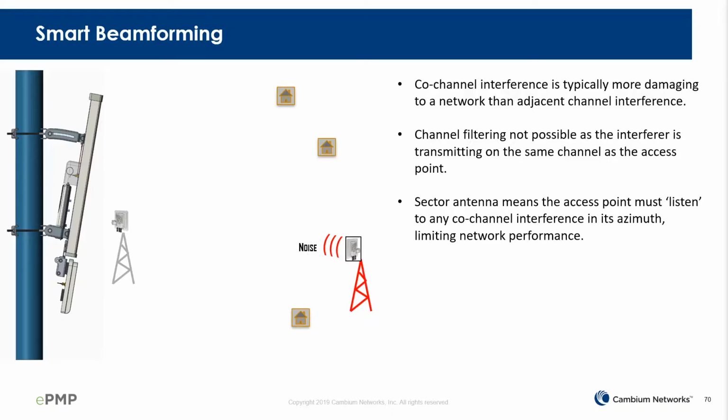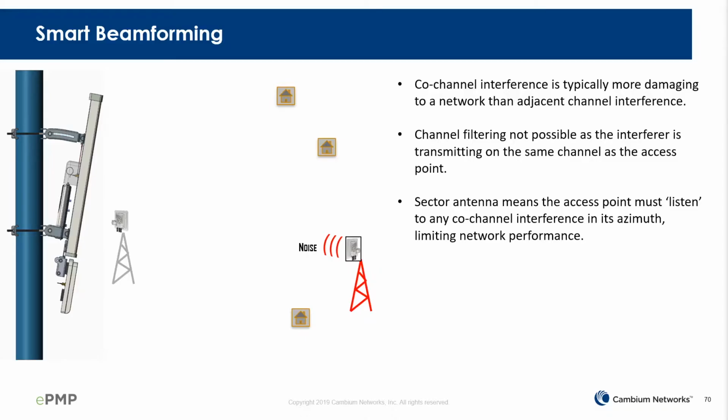This means that if there is a source of co-channel interference in the wide 90-degree sector, SMs may not necessarily be impacted by it in the downlink, as the downlink transmission from the AP is received in the SM's antenna beam width, whereas the interferer may be outside of this azimuth.